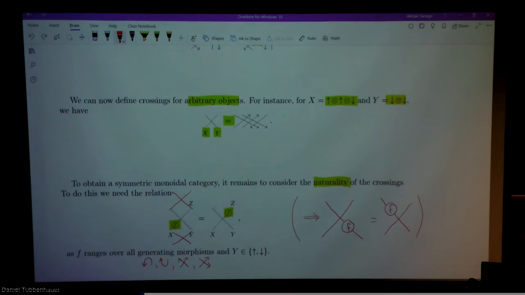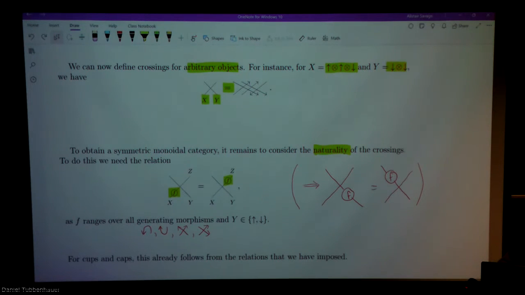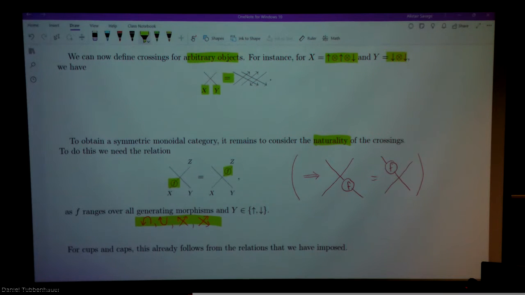And we don't need to impose it for every morphism F in our category. It's enough to have this relation for our generating morphisms, because any other morphism will be built out of the generating morphisms. So once the generating morphisms can slide through crossings, then that's enough. We'll have this naturality. So far, remember, we've got four generating morphisms, right? We've got the left cap and cup, we've got the up crossing and the right crossing. Everything else was built out of these. And we only need to show that it can slide through our two generating objects. So we just need this Y to be either up or down arrow.